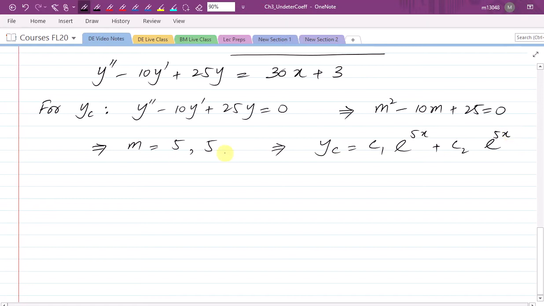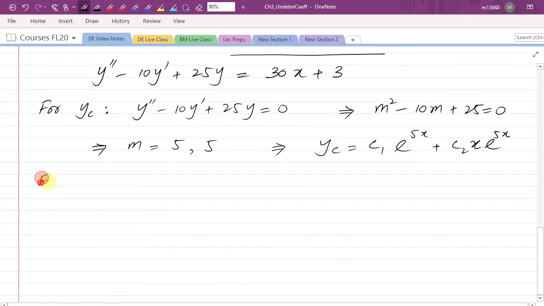When the roots are repeated, we do something extra with the second solution. What is that? We multiply it with x. c1 e power 5x plus c2 x e power 5x when the roots are repeated. So that is our yc.